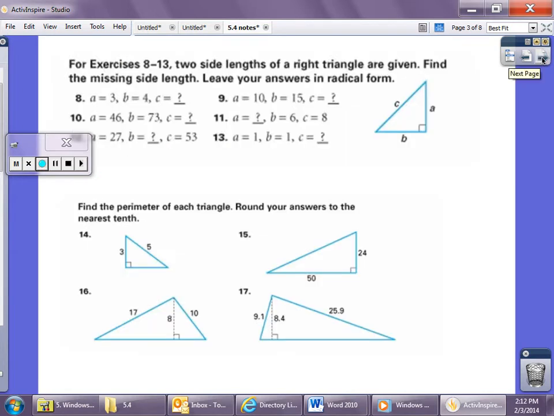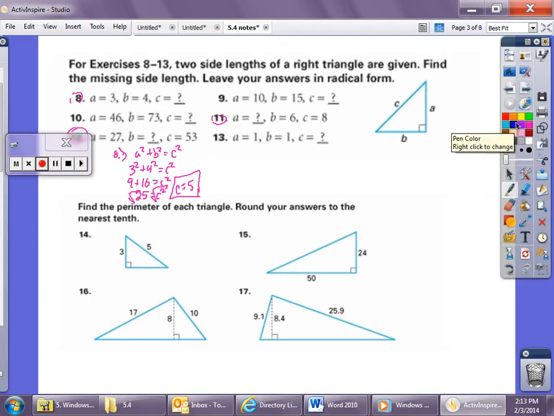So a little practice, we'll just do a couple of these odd numbers here. If two side lengths of a right triangle are given, find the missing side. We'll find a C, an A, and a B. So we'll do 8, 11, and 12. When we look at number 8, we know that A squared plus B squared equals C squared. So 3 squared plus 4 squared equals C squared. 9 plus 16, so 25 equals C squared. Now don't stop there. You want to take the square root, so we know that C is equal to 5. So we just plug them all in.